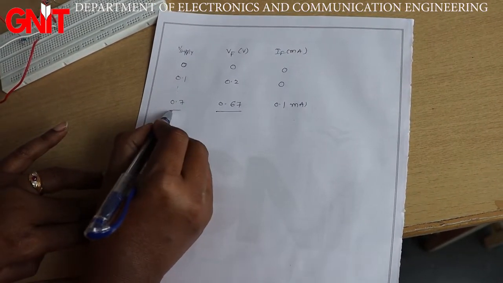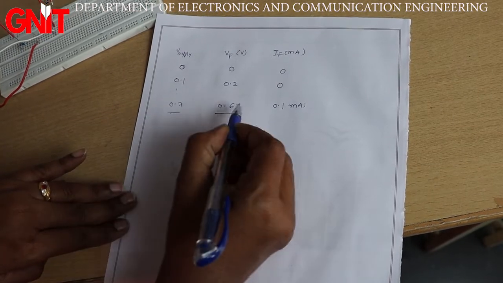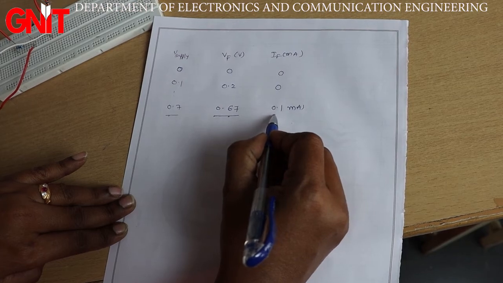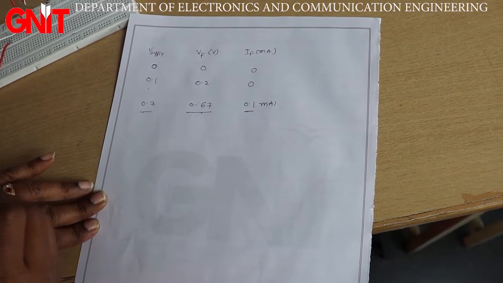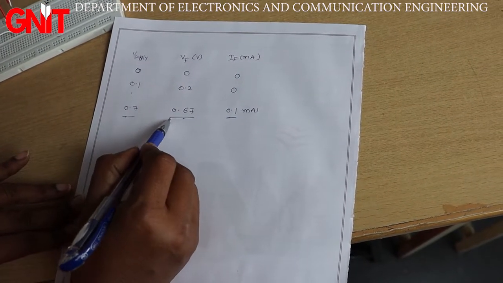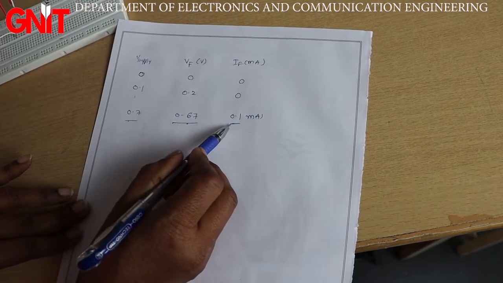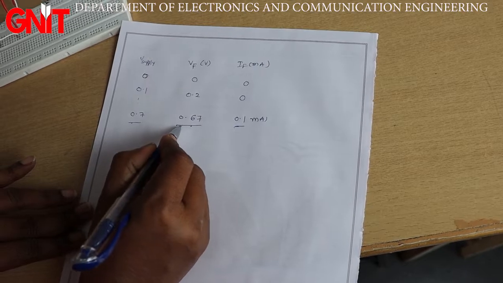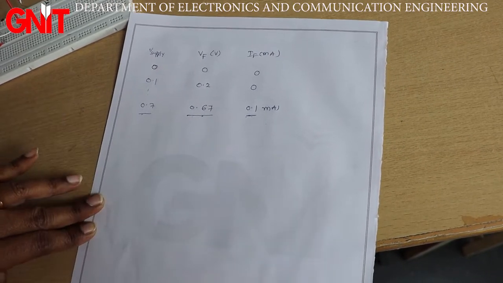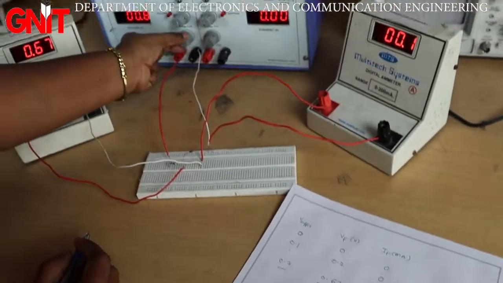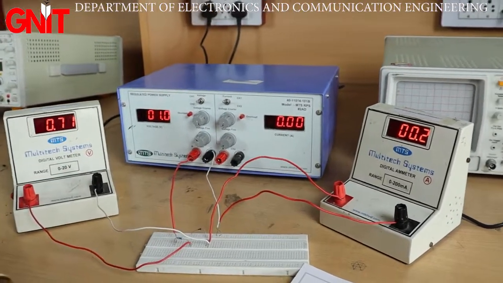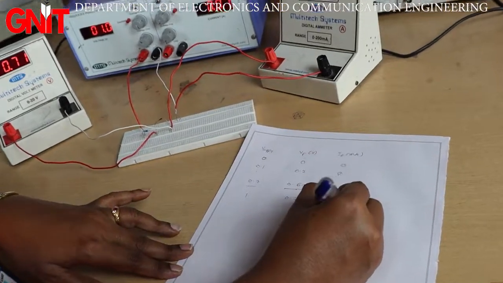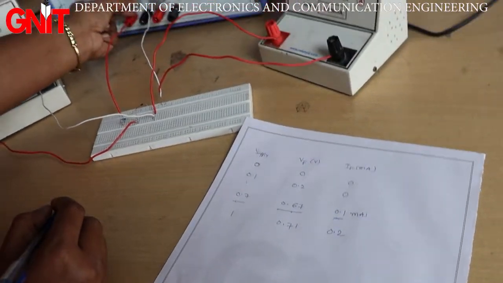So when we are applying 0.7 voltage as external voltage, this is the internal voltage of the diode and this is the current through the diode. Before this point we are going to get 0 current. That means there is no movement of the charge carriers. Soon after reaching this voltage, we are going to get this current. Likewise, we are going to vary this external voltage and measure this current.